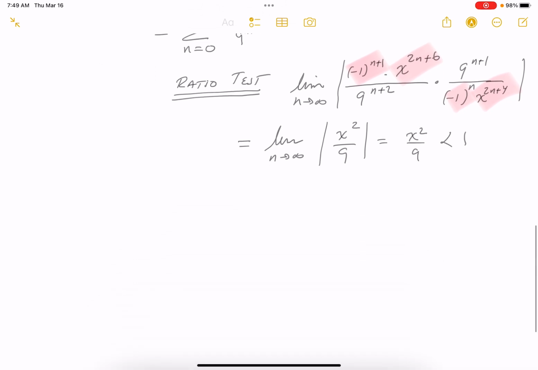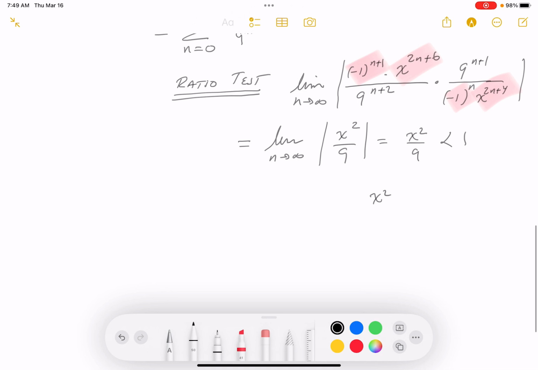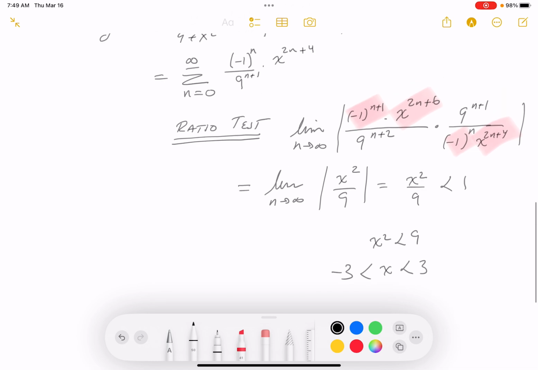Now what does that mean? It means that x squared is less than 9, which means x is between 3 and minus 3. So we just used a ratio test to get that. And as you probably know in the ratio test, I've got to plug in the endpoints now. So let's do that. And where do I plug it in? Right over here.